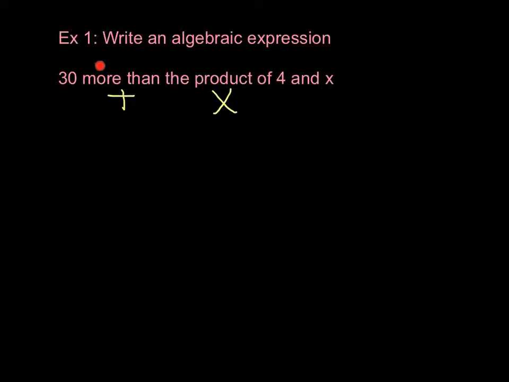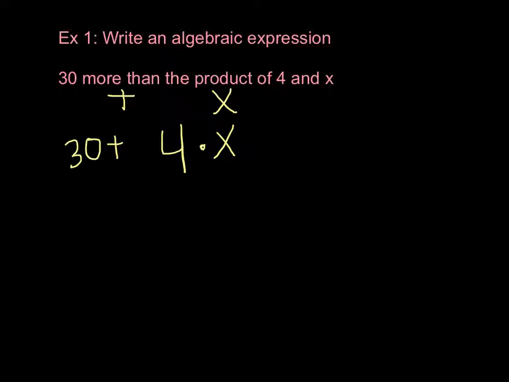So we have more than is addition, and product is multiplication. So we need 30 more. So we're going to be adding 30. Okay, so I don't know exactly what this is going to look like, but I'm going to be adding 30. I might need to move these around. I'm just going to write down for now: 30 more than the product of 4 and x. Product meaning multiply, so I'm going to multiply 4 times x. I'm going to write it like this, with the little dot, because we know that that's one way I can write it.